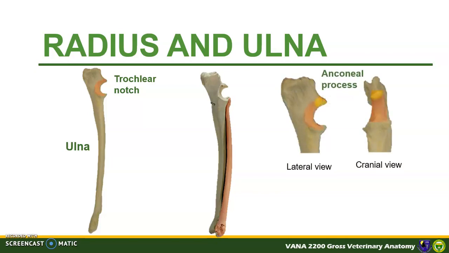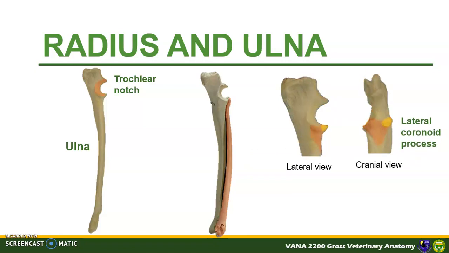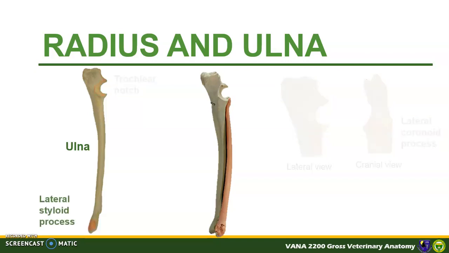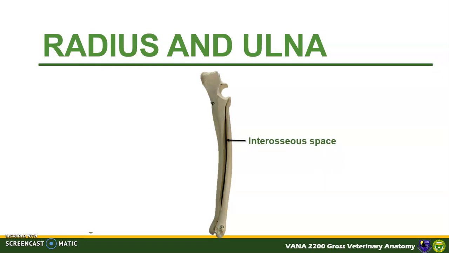The anconeal process is a beak-like projection at the proximal end of the trochlear notch. The medial and lateral coronoid processes are at the distal end of the trochlear notch. Note that the medial is larger than the lateral. The distal end of the ulna is called the lateral styloid process. The interosseous space is the space between the radius and the ulna.